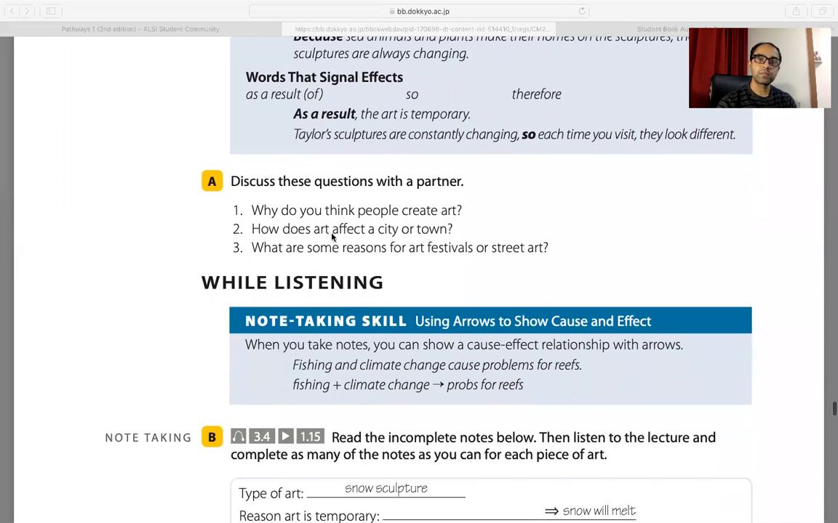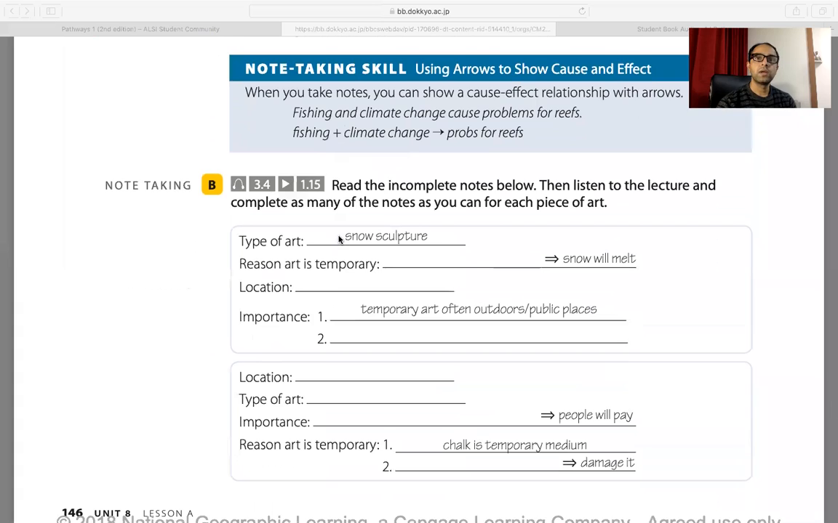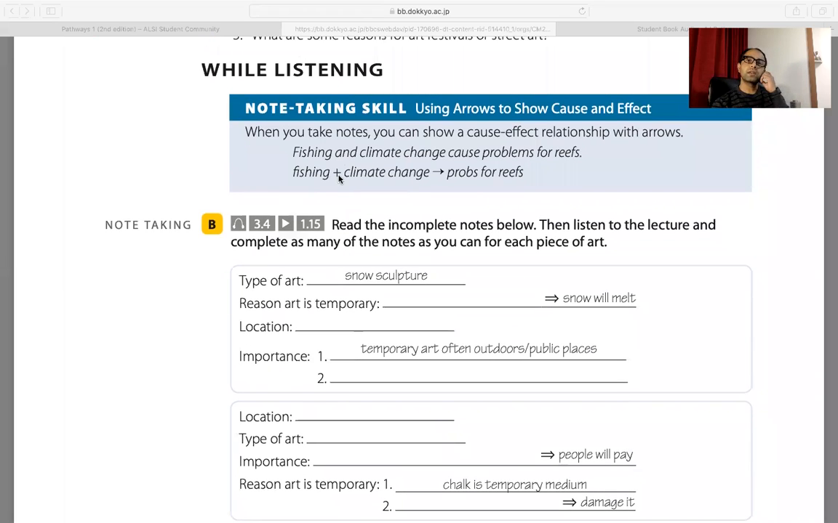Now we're going to skip this part and go to the while listening part. While listening, please take a lot of notes, okay? When you take notes, you can show a cause-effect relationship with arrows. What comes before the arrow is the cause, and what comes after the arrow is the effect, okay? Reason and result. Try to put a lot of them in your notes. So today's listening is all about note taking first, okay?